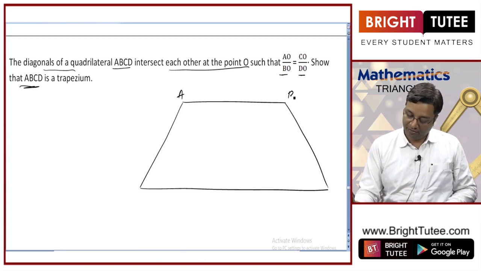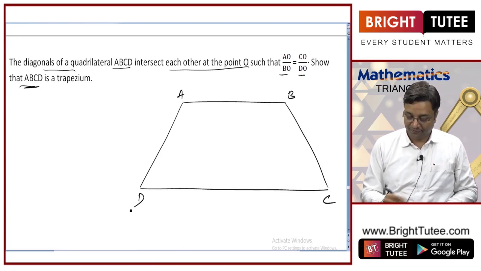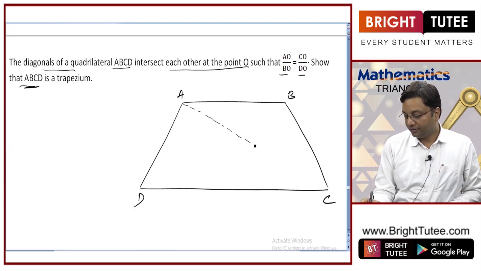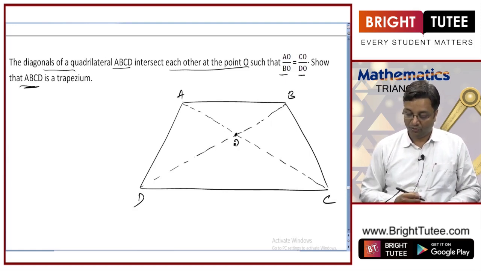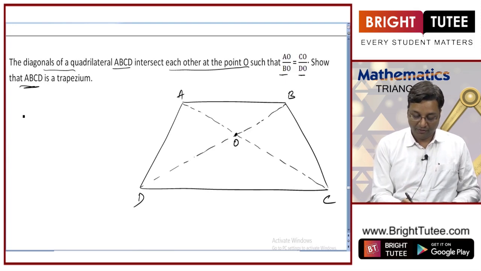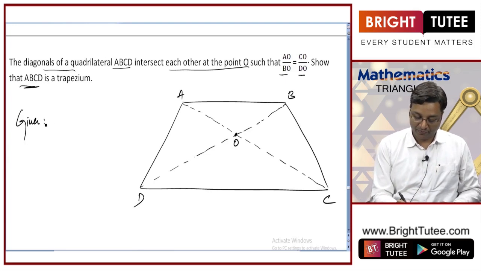Let it be A, B, C and D. This is AC, this is BD, and they intersect at a point O. Okay. What is given this time is AO by BO is equal to CO by DO.